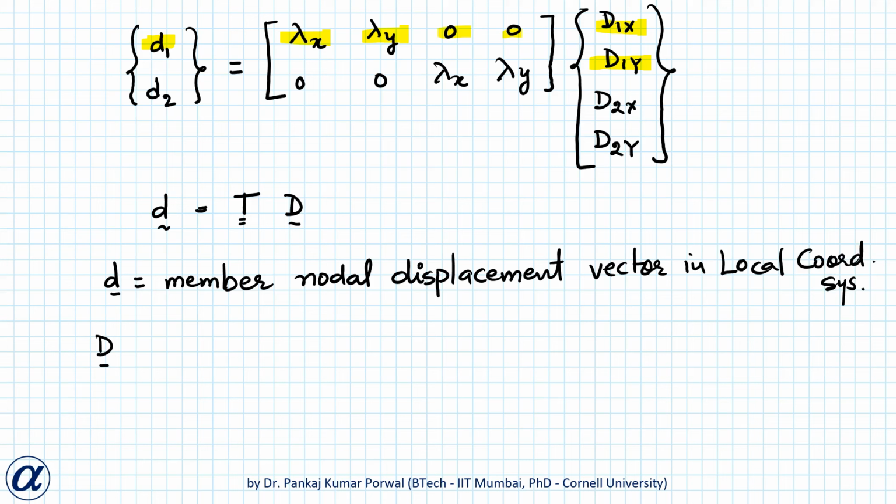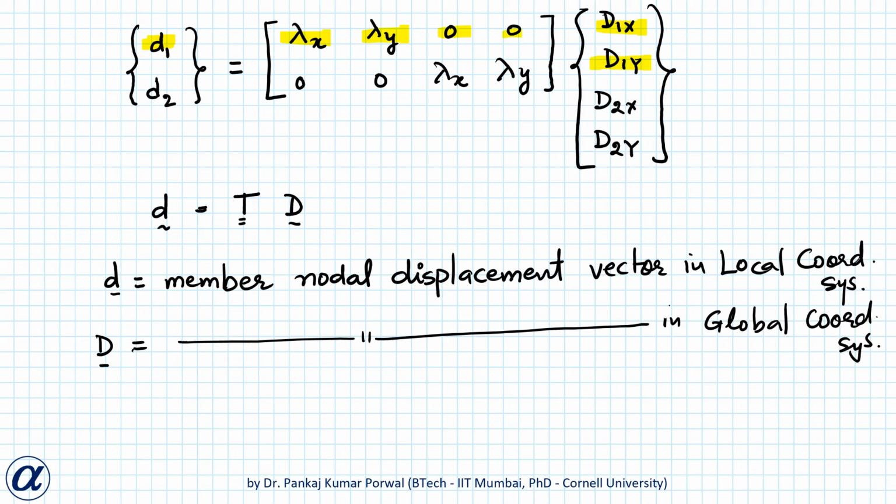Capital D is member nodal displacement vector in global coordinate system, and T is displacement transformation matrix.